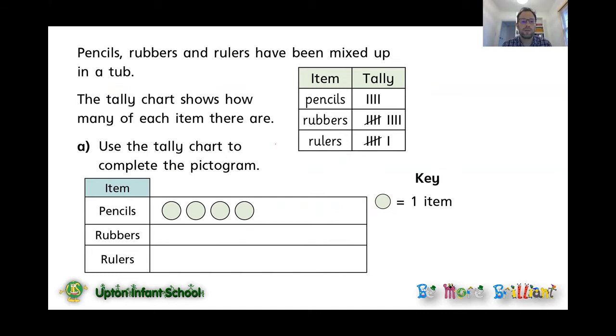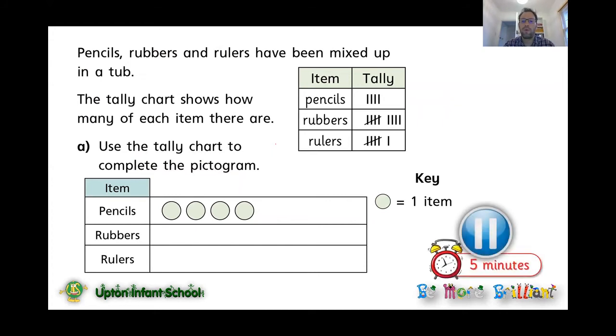Now, this is what you've got to do. You have got to use the tally chart to complete the pictogram. So somebody started it and you've got to draw one out using your ruler and using the symbol. It says using a circle to show one item, and you've got to complete the pictogram. Okay, so pause the video, draw that out nice and neatly using your ruler in your book and looking at the spellings on the screen, and then come back once you've done it.